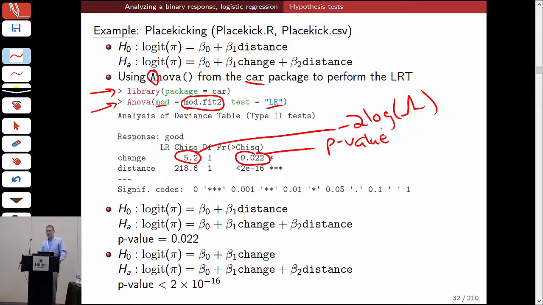Also what this gives us, though, is a test for distance. So given the changes in the model, is distance important? We get 218.6 for -2log(Λ), and we get a p-value that's less than 2 times 10 to the negative 16th power, meaning that it's extremely small. So yes, distance is important.